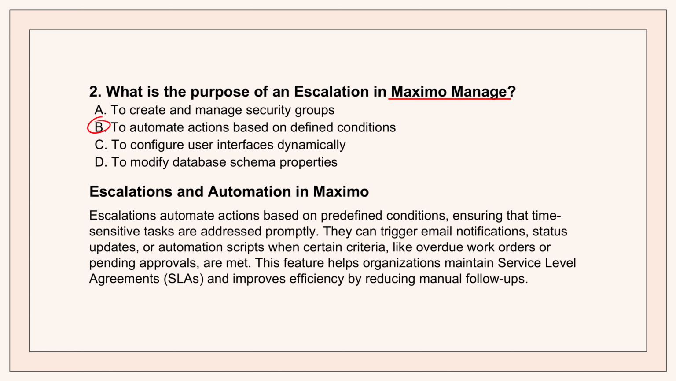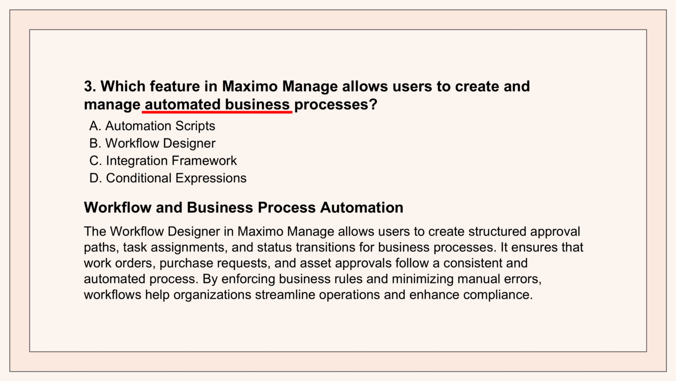Okay, so that's escalations. Now, the next question about automation says, which feature in Maximo Manage allows users to create and manage automated business processes? The answer here is Workflow Designer. This is where you can visually map out all the steps involved in a process. Think of it like a flow chart, but for how work actually gets done in Maximo. You define the different stages, who's responsible at each stage, and what actions need to be taken. So if we were mapping out the process of how someone gets a new laptop approved in our company, you could map that entire process, who approves it, who orders it, who sets it up, all in this Workflow Designer.